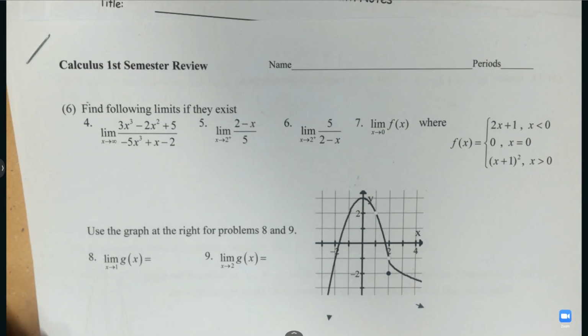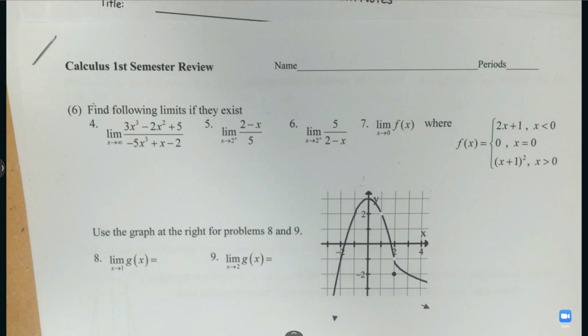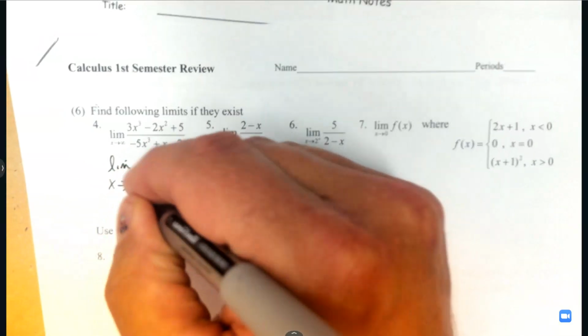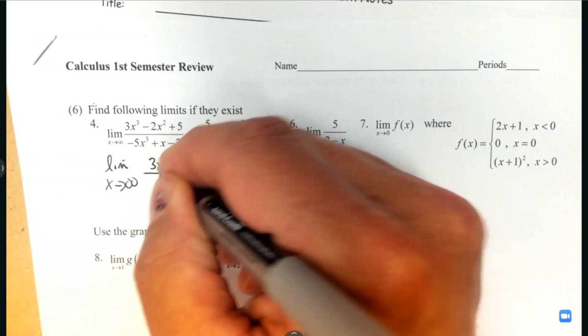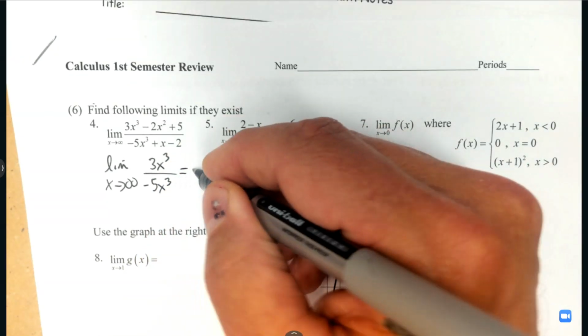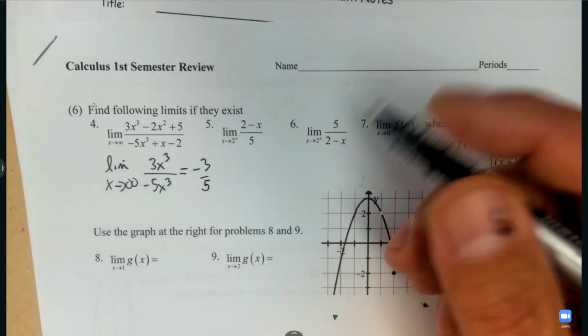Start with number 4. All right, limit as x approaches infinity. That's an end behavior question, so we're looking at the power terms. If I just look at the power terms, the power term in the numerator is 3x cubed and negative 5x cubed. The x cubes cross out, and there's your answer.